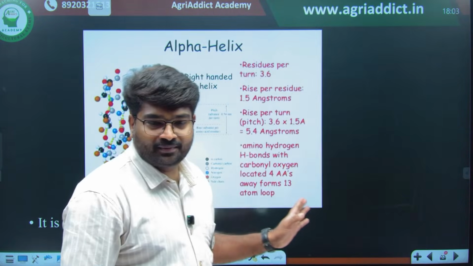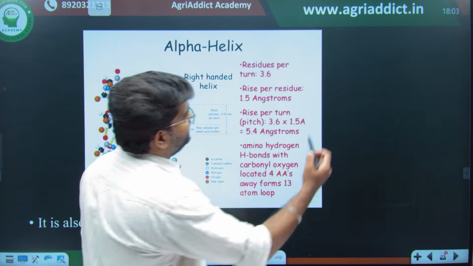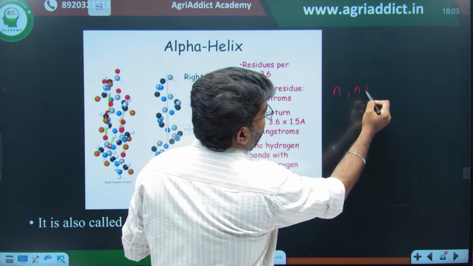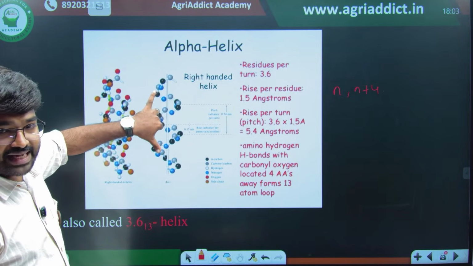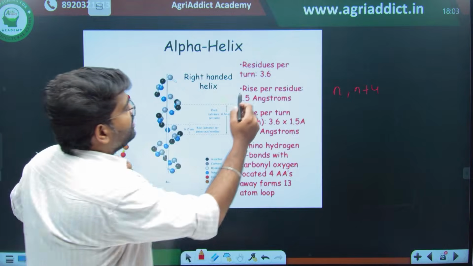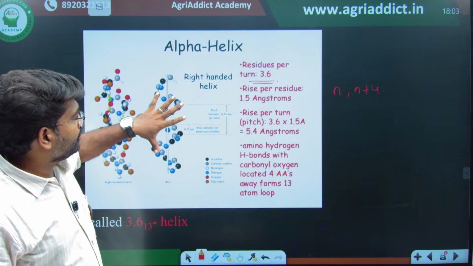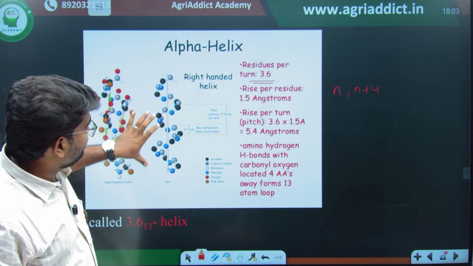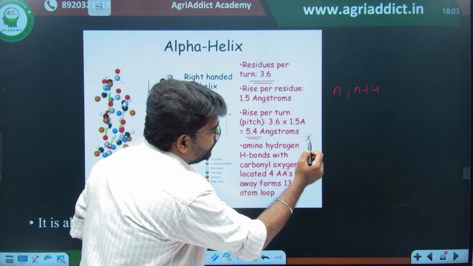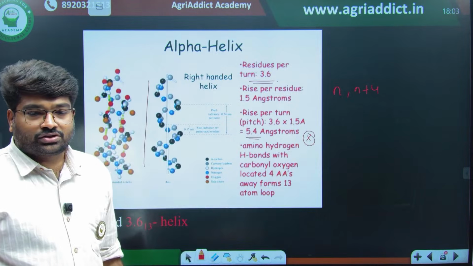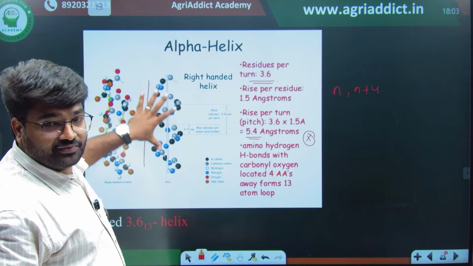This is just the structure of alpha helix. I already told you N and N plus fourth amino acid will join. If you see the length of the helix, it will be around 3.6 amino acids per turn of the alpha helix, and if you see the width of this helix, that will be around 5.4 Angstrom. This is another important question. So 5.4 Angstrom is the height of this alpha helix.